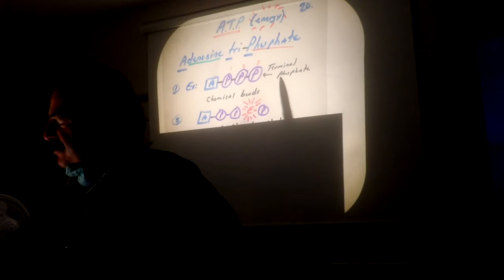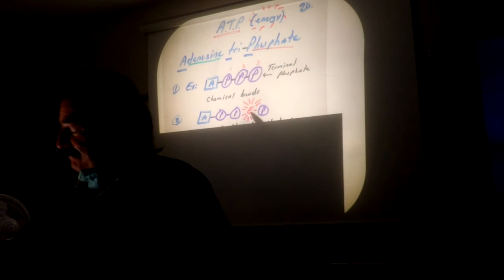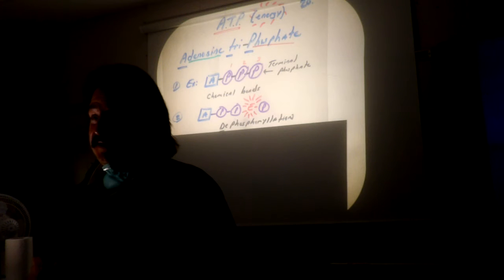What did you guys learn about breaking bonds? They release what? Energy, sure. And the bond between these phosphates is no different. However, it is only this terminal phosphate that we break off. We call this, well, what happens if you decapitate somebody? What does that mean to decapitate someone? Cut their head. What does it mean to deflower a plant? Take away the flower. What do you think dephosphorylation means?